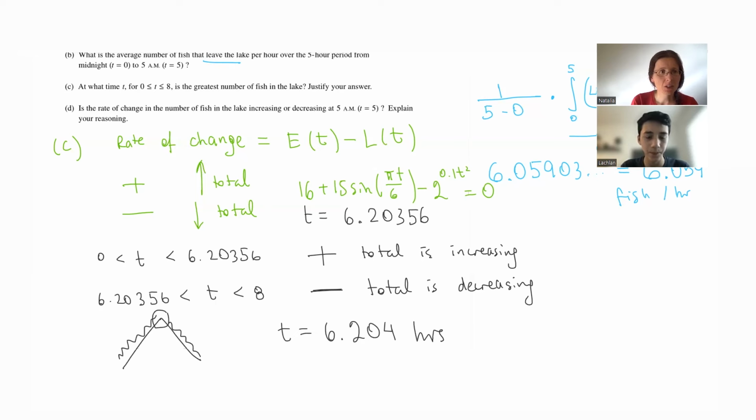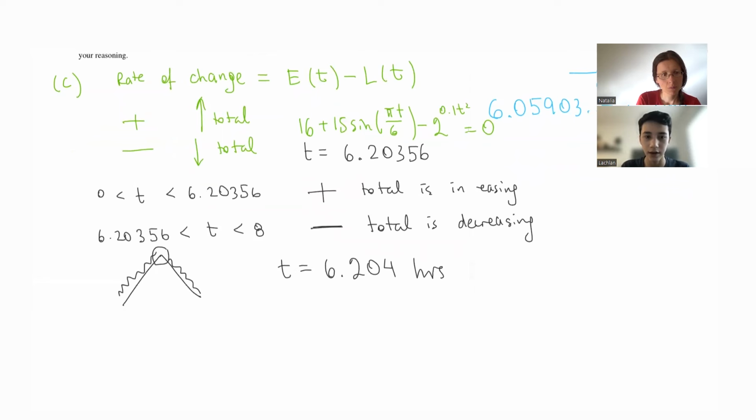All right, last question. Is the rate of change in the number of fish in the lake increasing or decreasing at 5 a.m.? Well, in order to find if this is increasing or decreasing, we can find if the derivative is positive or negative. And we need to find the derivative of the rate of change in the number of fish in the lake, which is the derivative of E of t minus L of t, or E prime of t minus L prime of t. And because we're looking at the point t equals 5, or at 5 hours after midnight, 5 a.m., we just need to find out E prime of 5 minus L prime of 5, and if that's positive or negative.